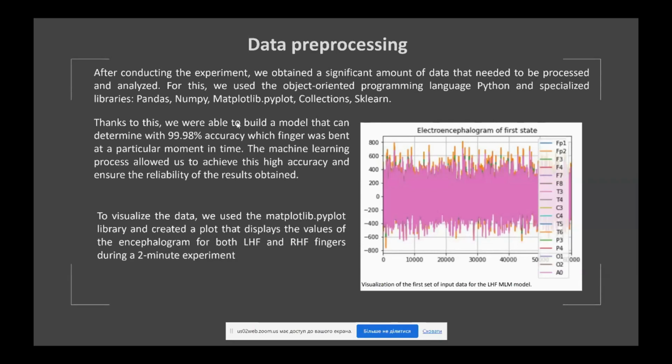To visualize data, we used Matplotlib, a library for Python, and created a plot that displays the values of the encephalograph for both LHF and RHF fingers during the 2 minute experiment.